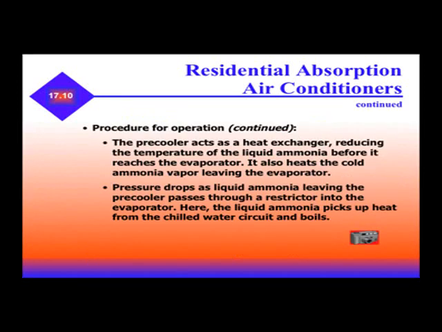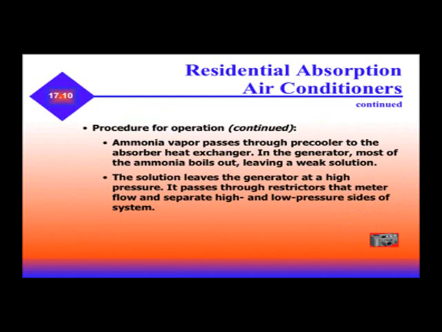The pre-cooler acts as a heat exchanger, reducing the temperature of the liquid ammonia before it reaches the evaporator. It also heats the cold ammonia vapor leaving the evaporator. Pressure drops as the liquid ammonia, leaving the pre-cooler, passes through a restrictor into the evaporator. Here the liquid ammonia picks up heat from the chilled water circuit and boils. Ammonia vapor passes through the pre-cooler to the absorber heat exchanger.